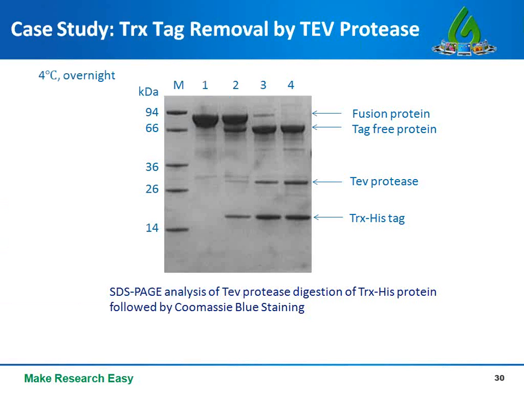This shows a case study on TRX tag removal by TEV protease. The image showing is the SDS-PAGE result. The digestion was done at 4 degrees overnight. Lane 1 is the fusion protein. Lanes 2 to 4 are tagged proteins digested with increasing amount of TEV protease. The top band is the fusion protein, the second one is the tag-free protein, and the band in the middle is the TEV protease, and the last at the bottom is the TRX his tag.